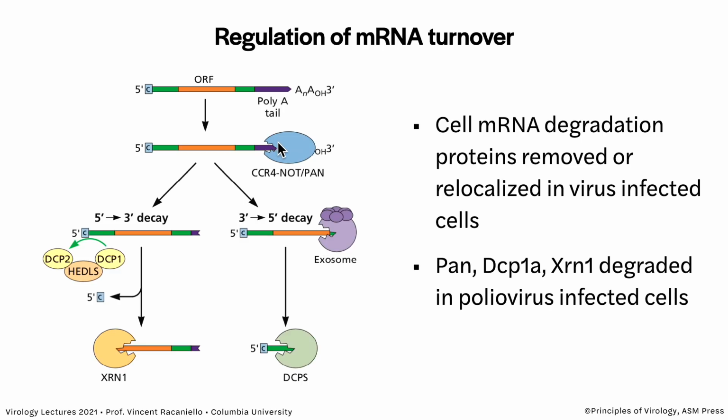Because if it's damaged by not having poly A, you've got to get rid of it. So that's 3 to 5 prime decay. So it's carefully regulated in the cell. And here we have 5 to 3 prime decay.